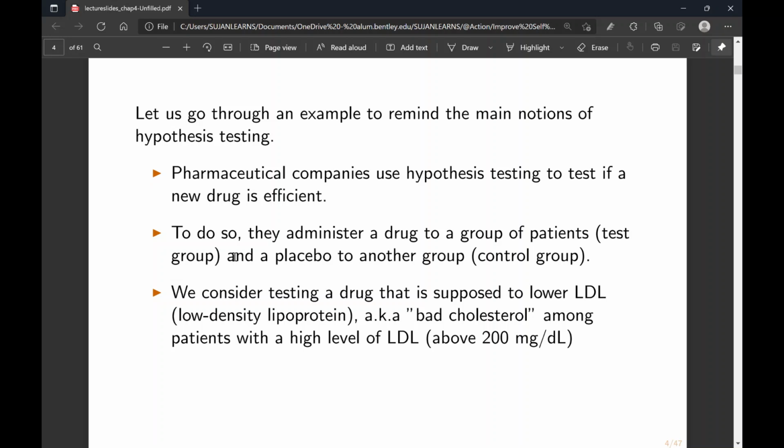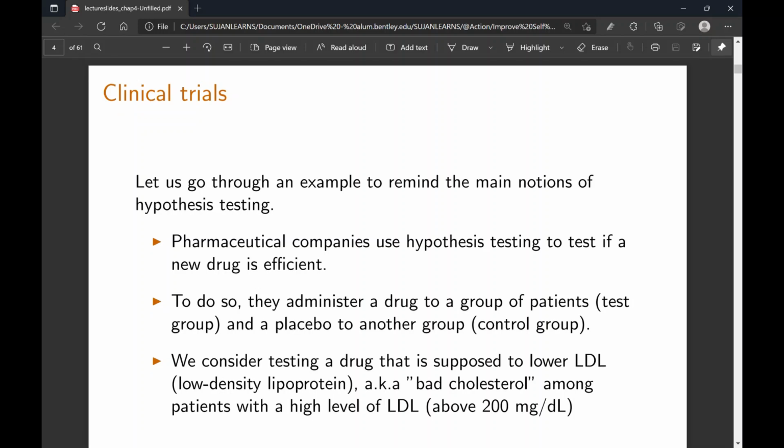Today, we'll be going through some examples of parametric hypothesis testing. We'll specifically be dealing with clinical trials. We have seen this kind of example before, but we'll go through this one more deeply. We'll talk about how to build the test when there are two samples involved. So let's dive in.